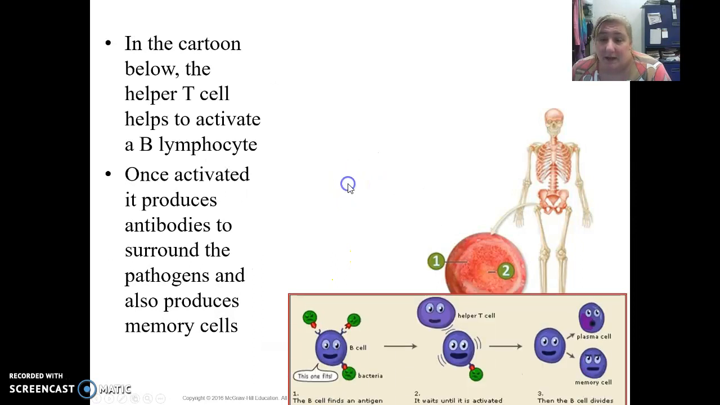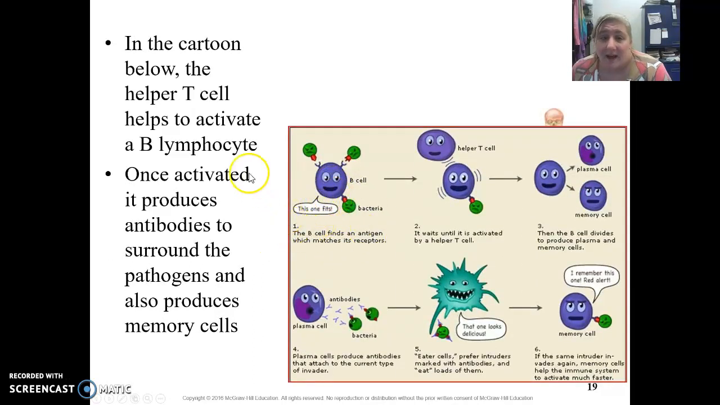And so here's a picture that I want to show you. B lymphocytes are immune system cells that attach directly to a pathogen. So here are different pathogens. B cells are very specific, so they'll bind to one. They can't bind to all types of pathogens, but it binds to one, and then a helper T cell will co-activate it. And then this B cell is going to differentiate into a plasma cell or a memory cell.